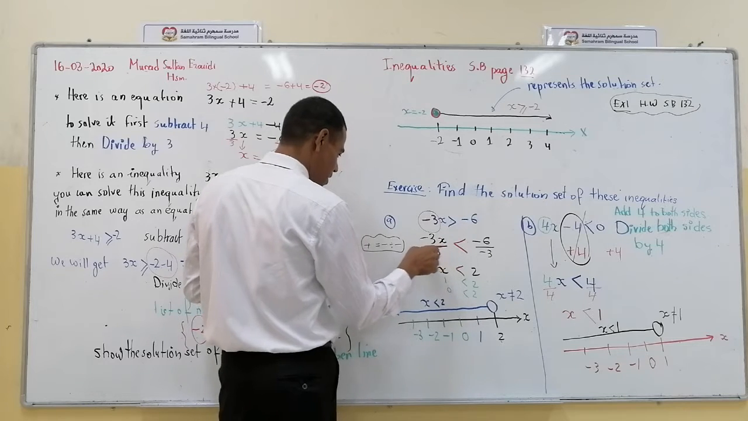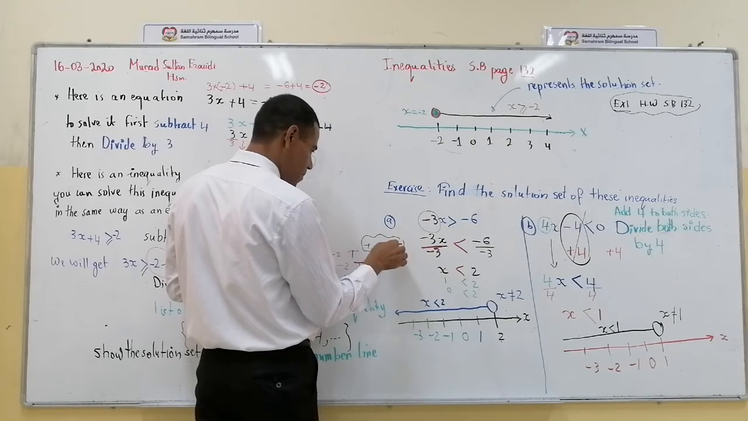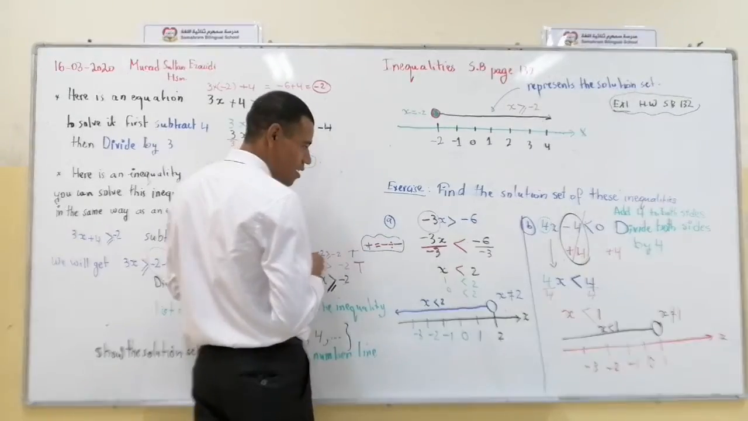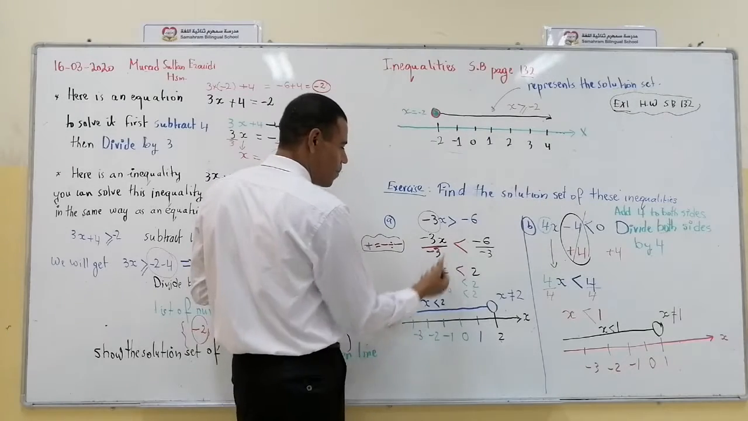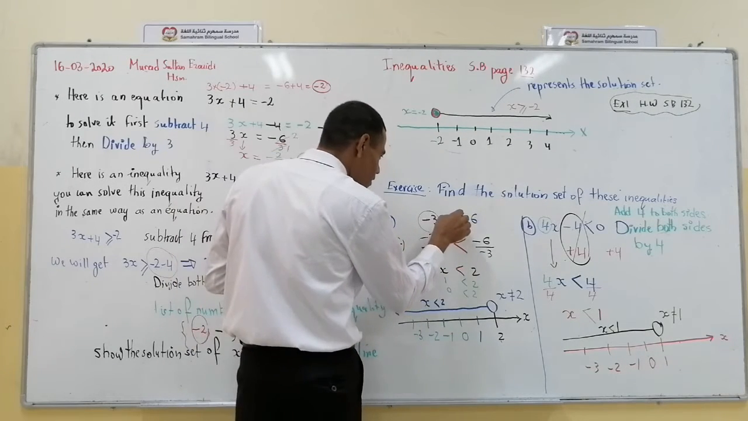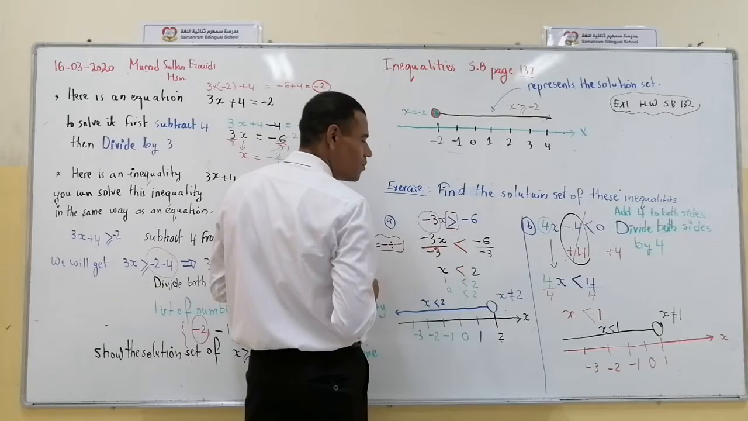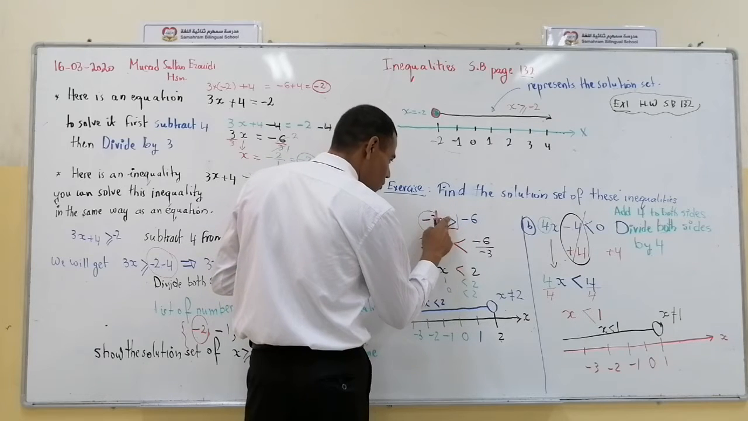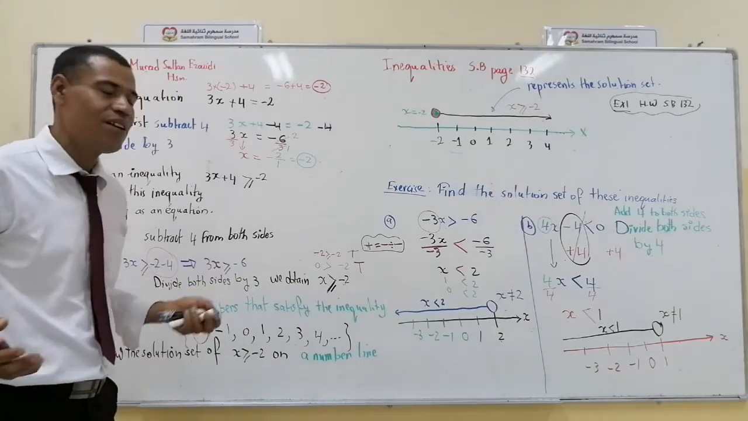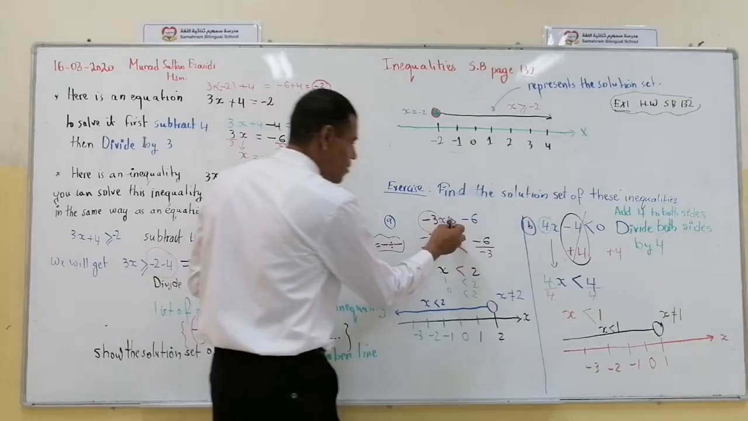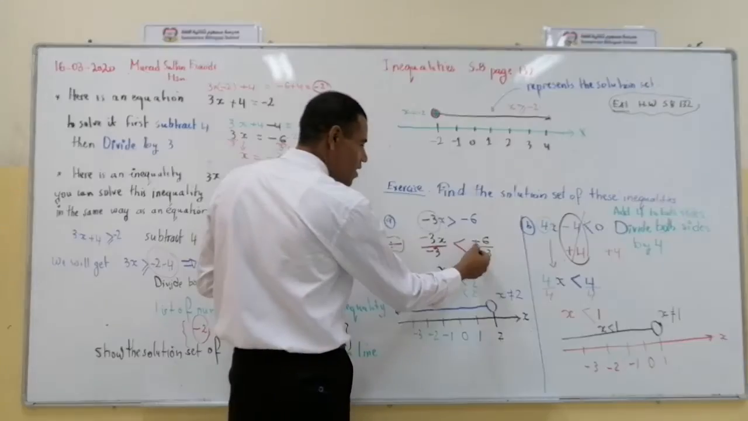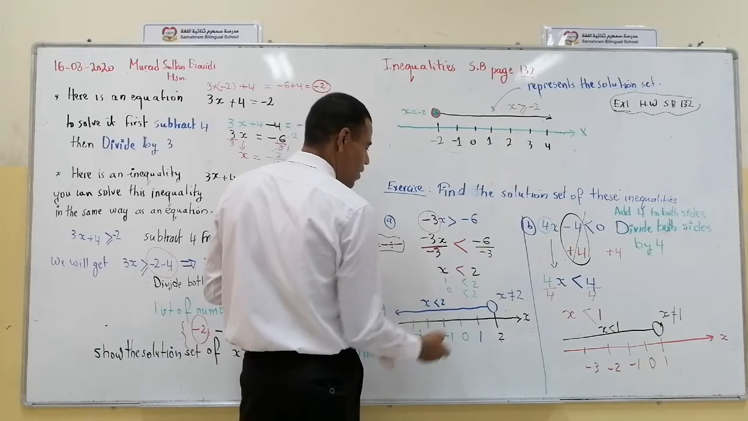Negative divided by negative is always equal to a positive sign. Then 3 by 3 is 1. 1 multiplied by x gives x. Before, it was greater than. We said when you multiply or divide any inequality by a negative number, the symbol will change. This one is greater, so it will be smaller than. Very good. Negative divided by negative is always positive. 6 by 3 is 2.